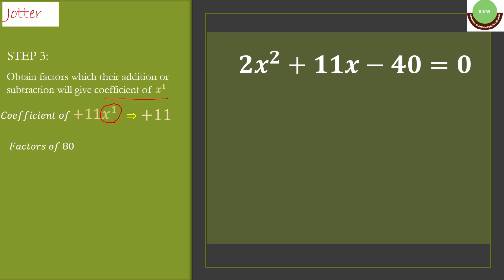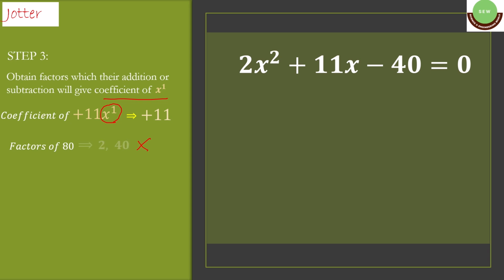So the first factors of 80 that we saw was 2 and 40. So 2 times 40 will give us 80. But 2 plus 40 is far from 11. 2 minus 40 or 40 minus 2 is still far from 11. So this will not go.